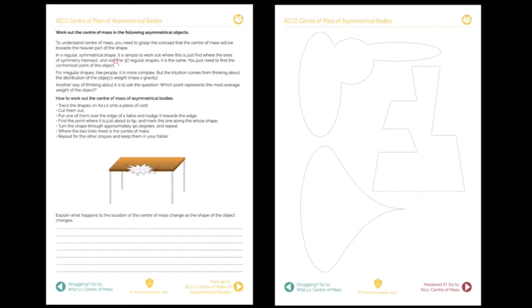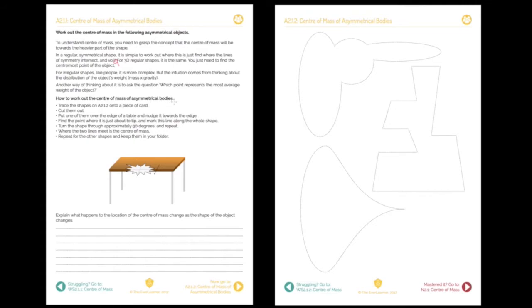For irregular shapes, like people, it is more complex, but the intuition comes from thinking about the distribution of the object's weight, mass times gravity. Another way of thinking about it is to ask the question, which point represents the most average weight of the object? How to work out the center of mass of asymmetrical bodies.